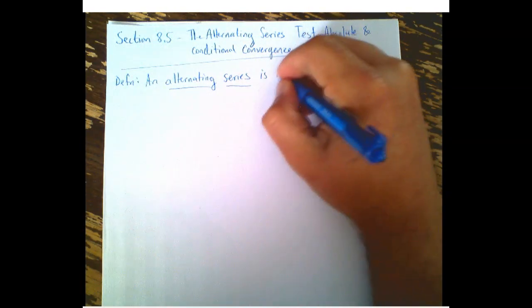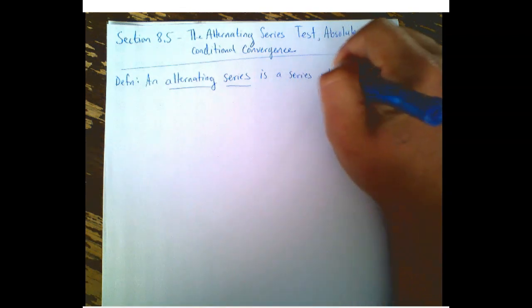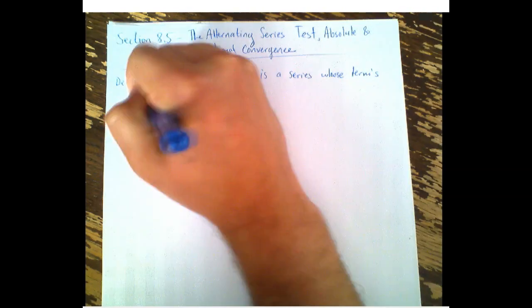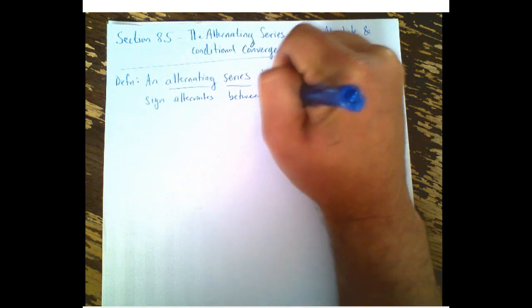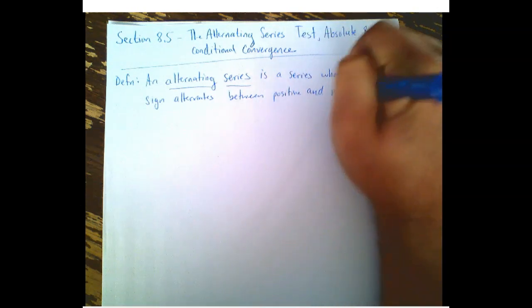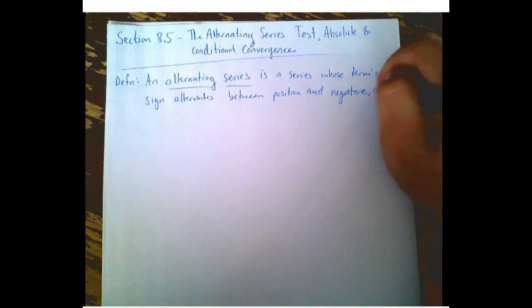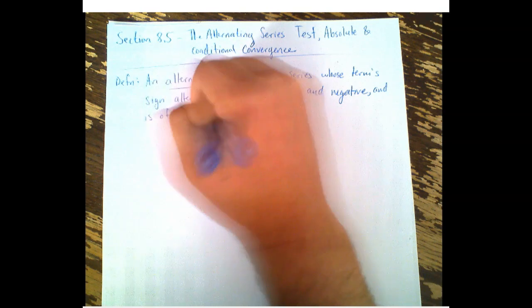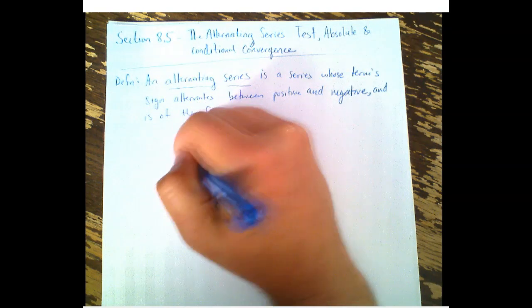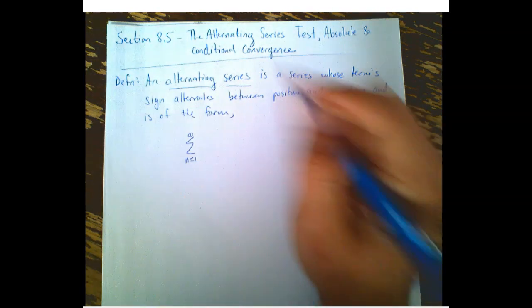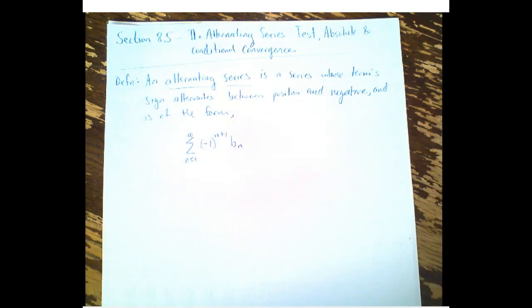An alternating series is a series whose terms alternate in sign between positive and negative, and is of the form sigma, say n goes from 1 to infinity, not necessarily, -1 to the n plus 1 b_n. Okay.